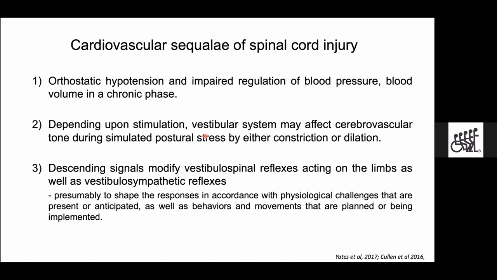Now, how does that all relate to spinal cord injury? And again, I think there is a talk tomorrow morning Dr. Nash is giving at the Grand Rounds where we'll hear a little bit more about it, and I'm excited to see that. But we know that there is a significant cardiovascular sequelae of spinal cord injury. So literature has shown that orthostatic hypotension, impaired regulation of blood pressure and blood volume in chronic, as well as in some cases subacute phases in spinal cord injury, especially high cervical and thoracic injuries, is very common across patients. And there are multiple ways that people are trying to understand what these pathways are, what these mechanisms are, and how we might be able to help the patients.